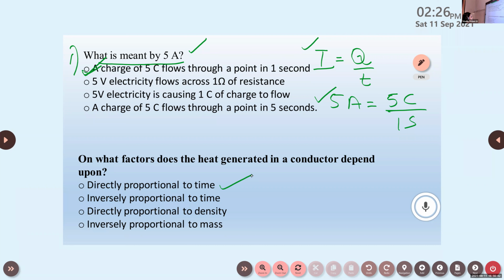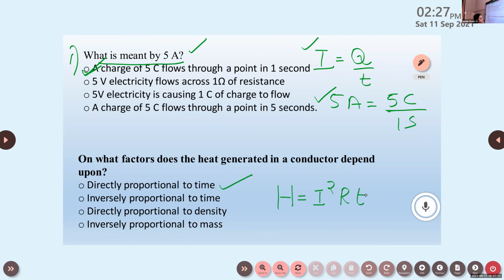Can you say the equation? What is the equation for heat generated? How we can calculate the heat generated in a conductor? H is equal to I square RT. The very famous Joule's law of heating effect.